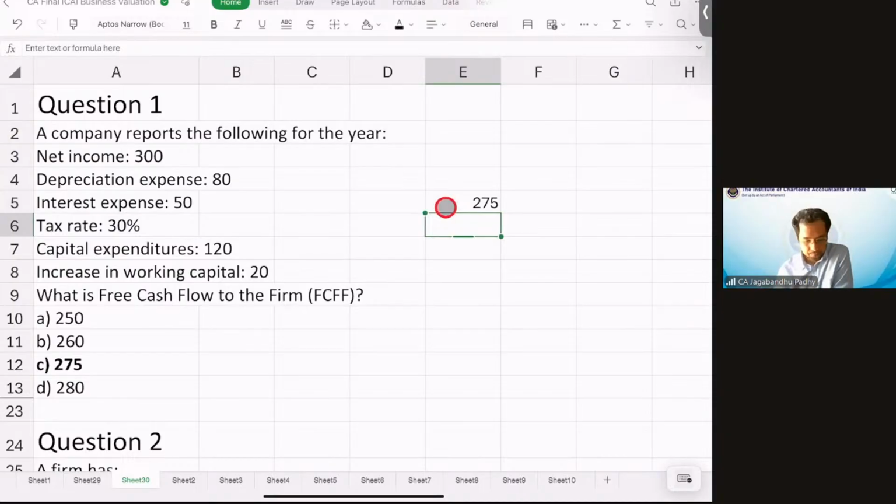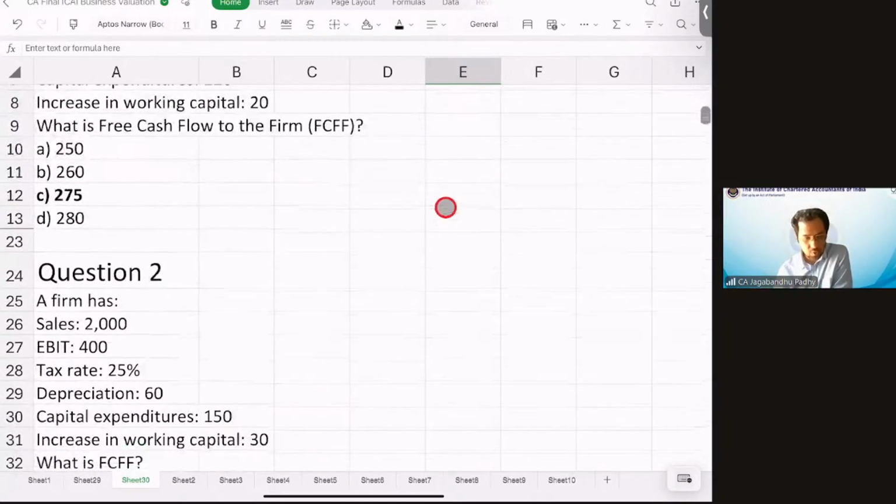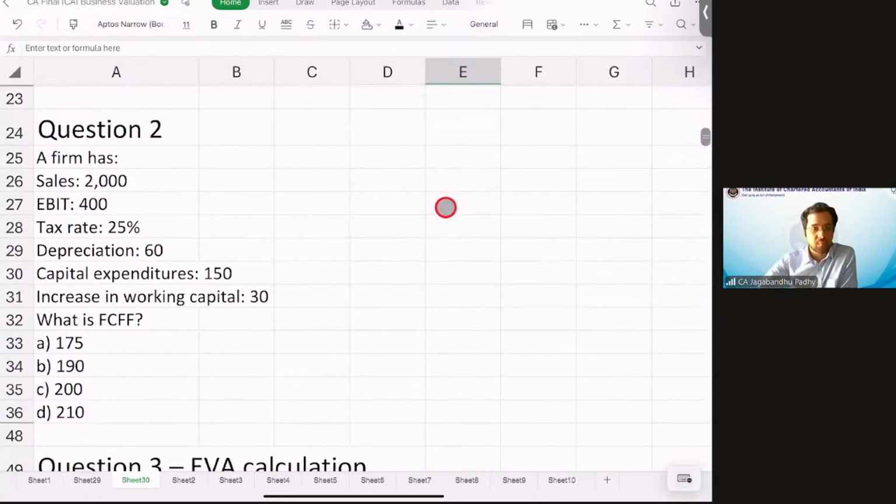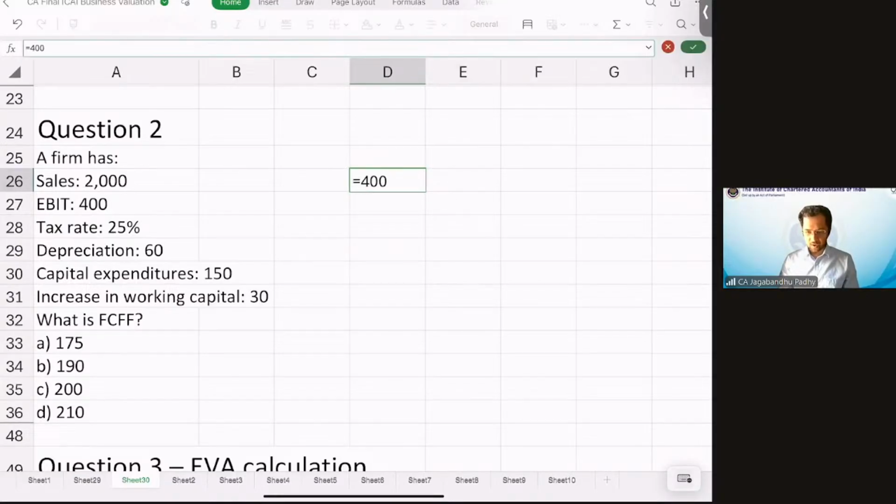Fine. Come to question number 2, guys. Sales is given to us. We have the EBIT of 400. Since we have the EBIT, let us first take the EBIT 400 and make it a post-tax figure. So EBIT into 1 minus 0.25, 400 into 1 minus 0.25.